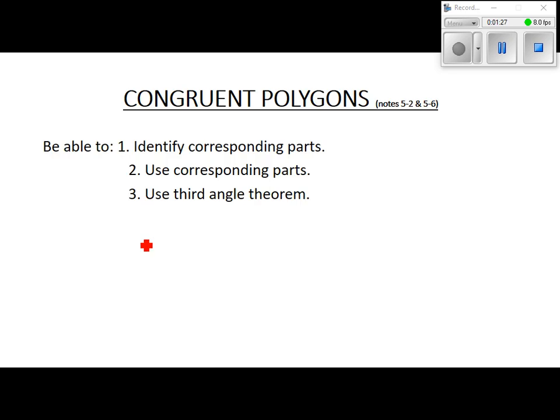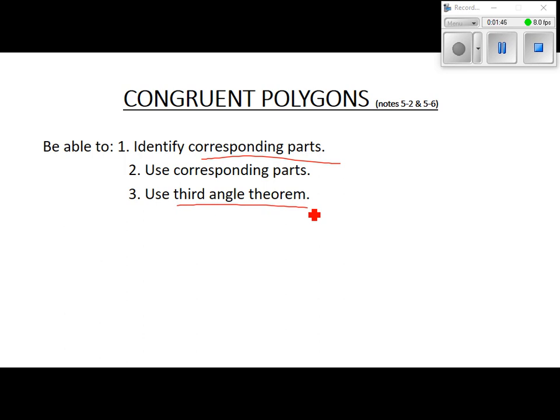All right, on the notes, congruent polygons. If you didn't pick up notes, grab them, start filling in stuff. What we're going to cover: identify corresponding parts of polygons, use the corresponding parts, and then there's a theorem that we're going to go over called the third angle theorem.